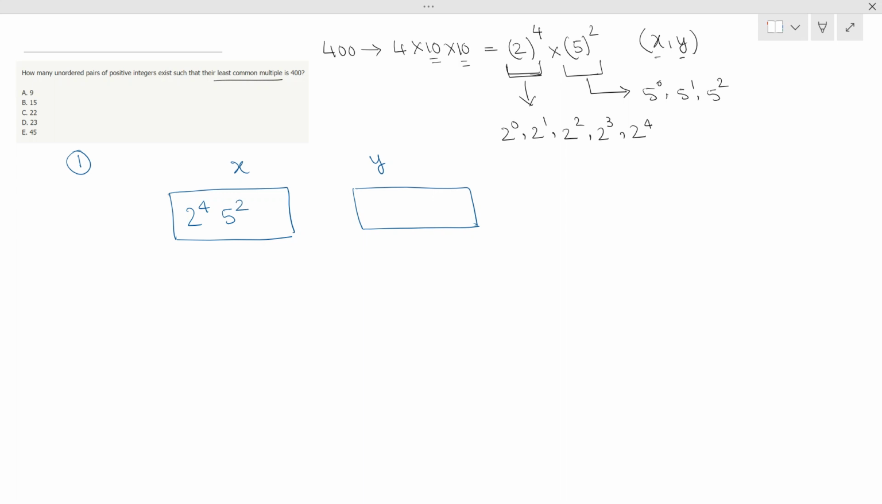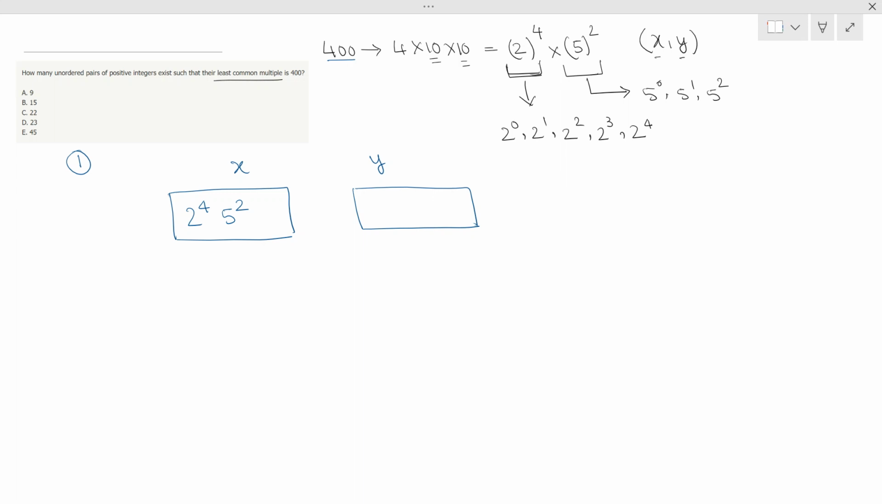Now we cannot have any other prime number in this, because of course the LCM is 400. Also, there cannot be any other power of 2 or 5 in it, because these are the maximum powers of x and y. So x will only have 2 raised to the power of 4 and 5 raised to the power of 2. So that will be the powers that the elements of x have.